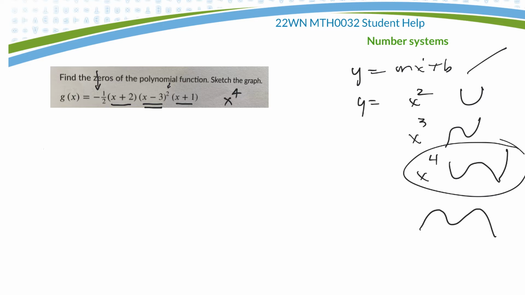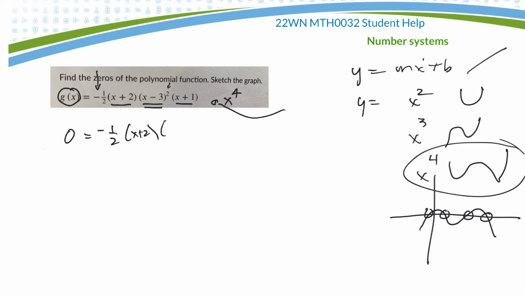The only thing I need to figure out now is where that thing crosses the x-axis. And to do that, you need a factored polynomial, which we have. So here I can use the zero property to solve for the x-intercepts. I'm going to let this g of x polynomial equal 0. So 0 is equal to negative half times x plus 2 times x minus 3 times x minus 3 times x plus 1. The zero property says if you've got some things that multiply together to give you 0, one of them has to be 0.